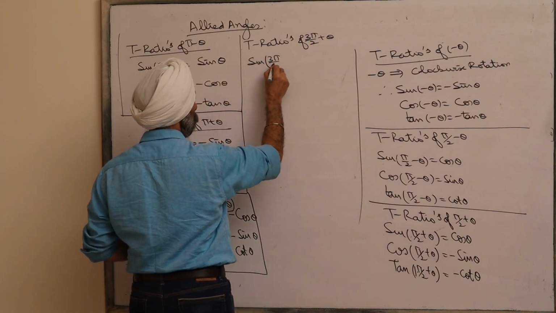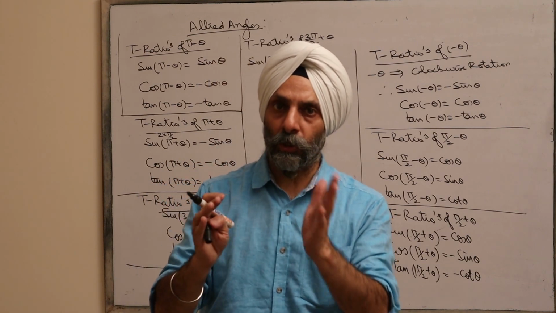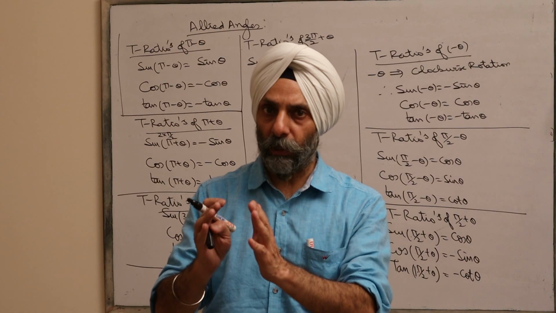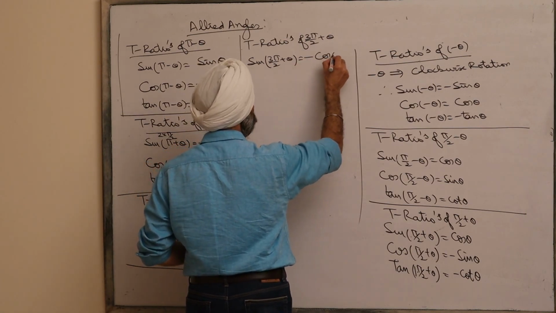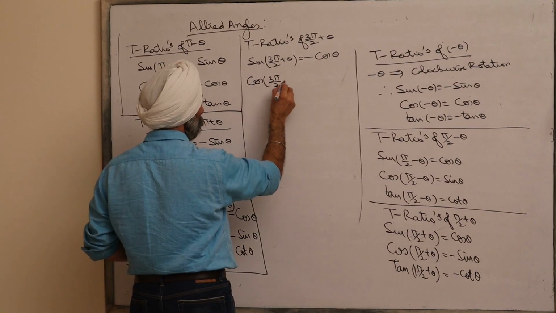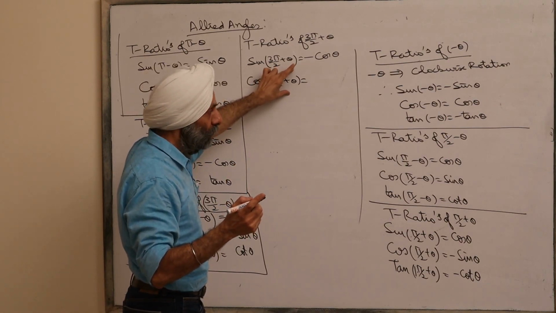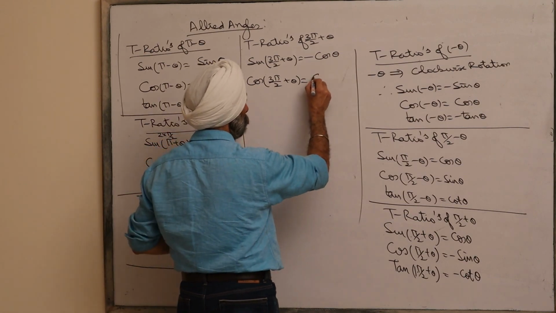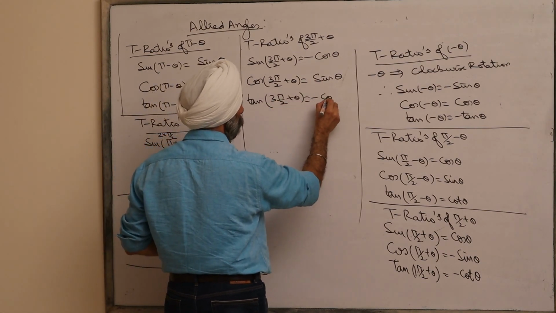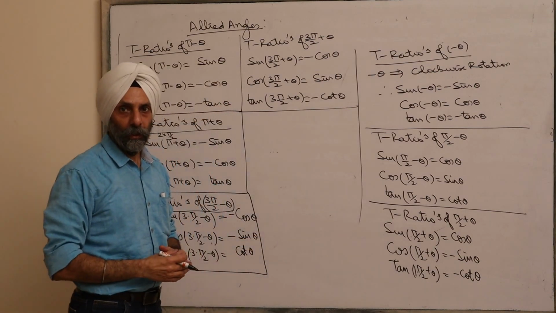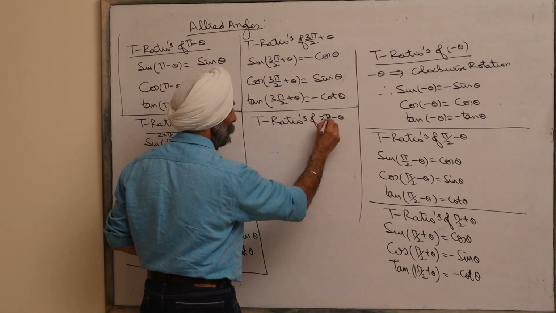So what is sine of 3 into pi by 2 plus theta? 3 into pi by 2 means odd multiples of 90 degrees, plus theta means the angle is greater than 270 degrees. So when the angle is greater than 270 degrees, it comes in the fourth quadrant. In the fourth quadrant, sine of the angle is negative, minus cos theta. Then you have cos of 3 pi by 2 plus theta. Fourth quadrant, where cos of the angle is positive, it is an odd multiple of 90 degrees. The T ratio will change, it will come out to be sine theta. Tan of 3 into pi by 2 plus theta will come out to be minus cot theta here, right? Now next is T ratios of 2 pi minus theta.